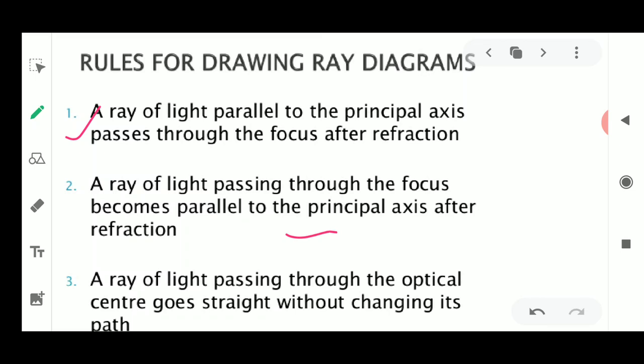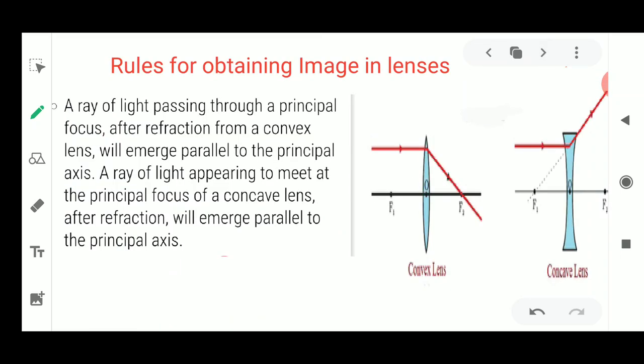Then the third rule says that when a ray of light is passing through the optical center, it is not going to change its path. It is going to cross the lens straight if it passes through the optical center. Now we'll see these rules one by one in the next slide. So this slide is showing you the rules which are used for the formation of images in lenses.